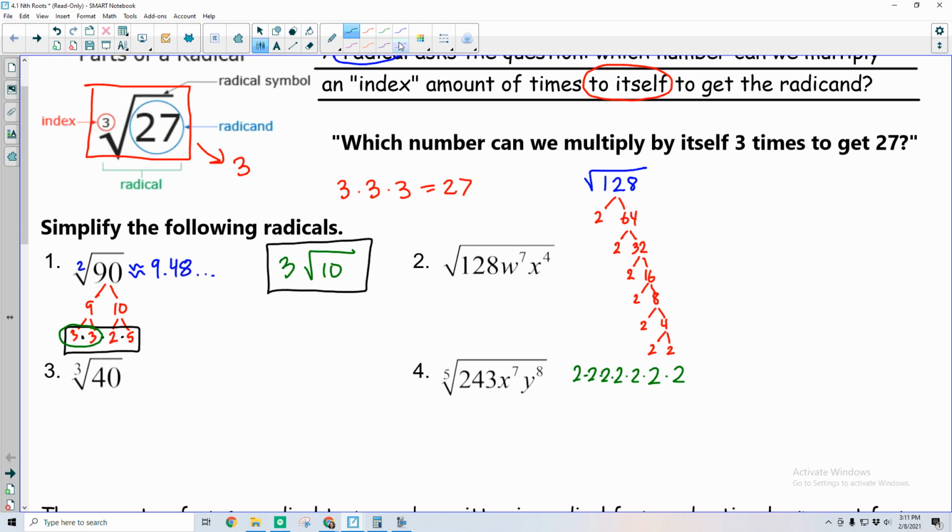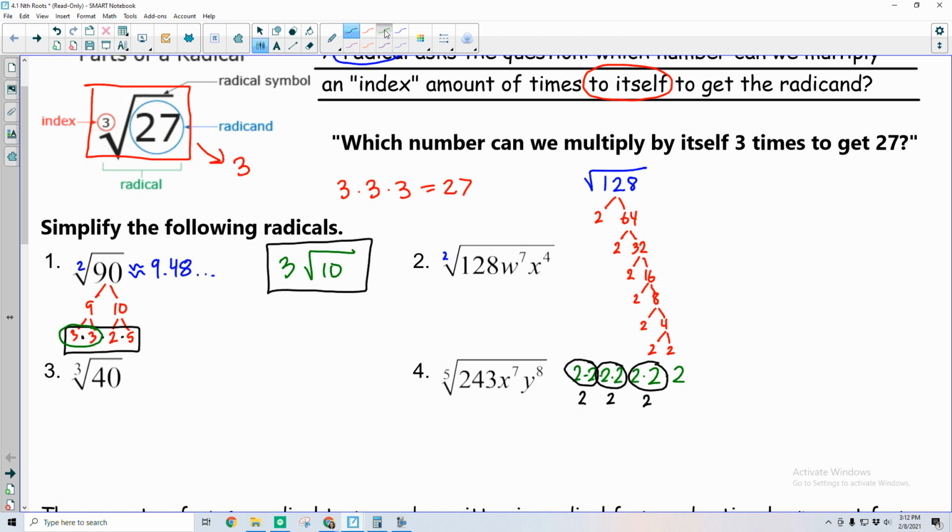Now, if you remember how this works, I need to find groups of 2. If any number shows up twice, I can remove that from the radical, okay? So here's one group of 2, here's another group of 2, and a third group of 2. For every group that I have, I'm taking out one of that number from the radical. So from this group, I'm just going to take out a 2. From this group, I'll take out a 2. From this group, I will take out a 2. All of those are going to go outside of the radical.